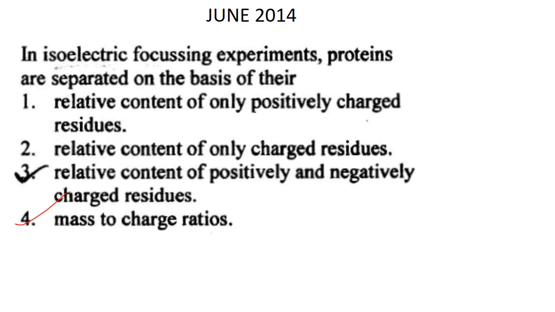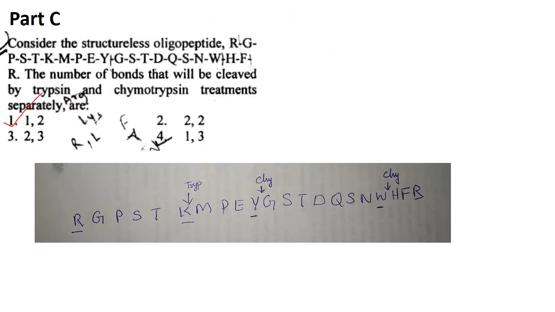Coming to June 2014 question paper. Isoelectric focusing experiments. Proteins are separated on the basis of their mass to charge ratios. Answer is option 4.